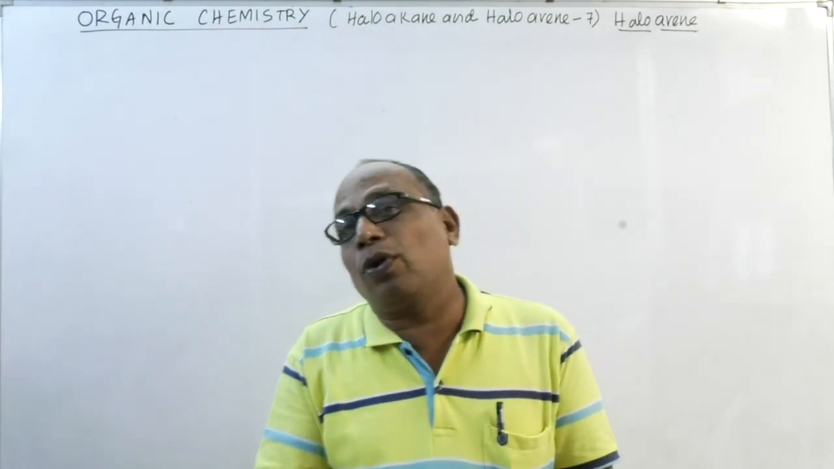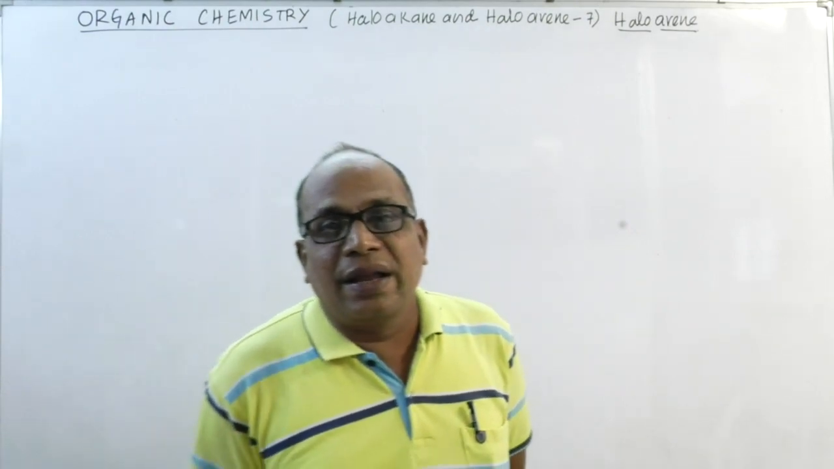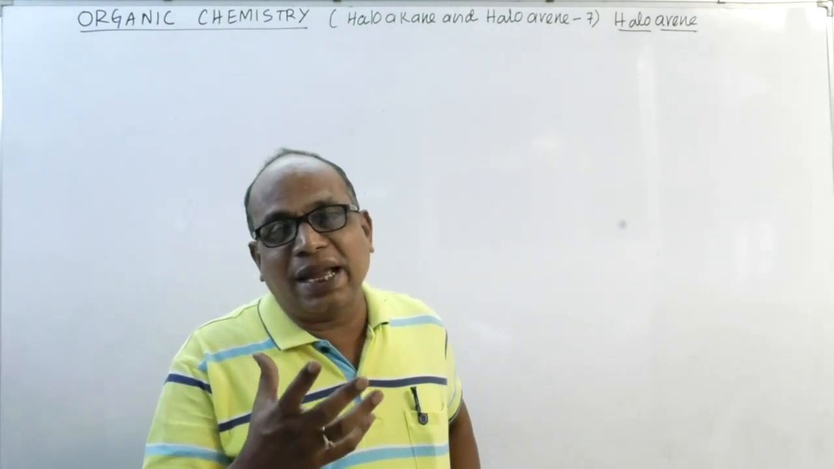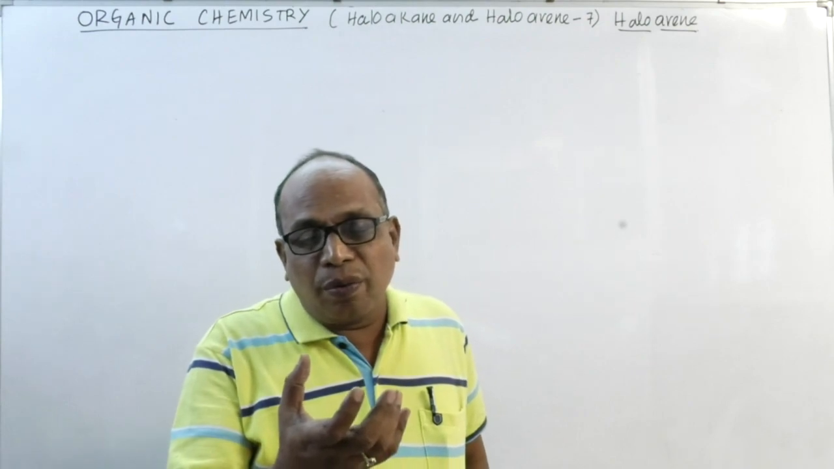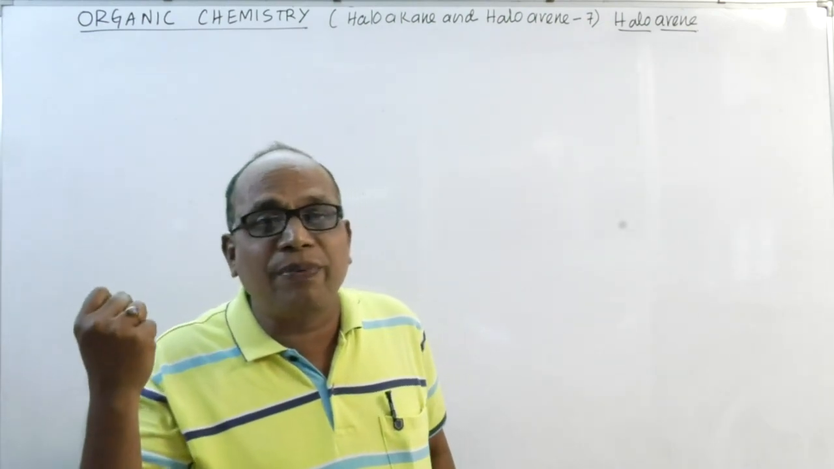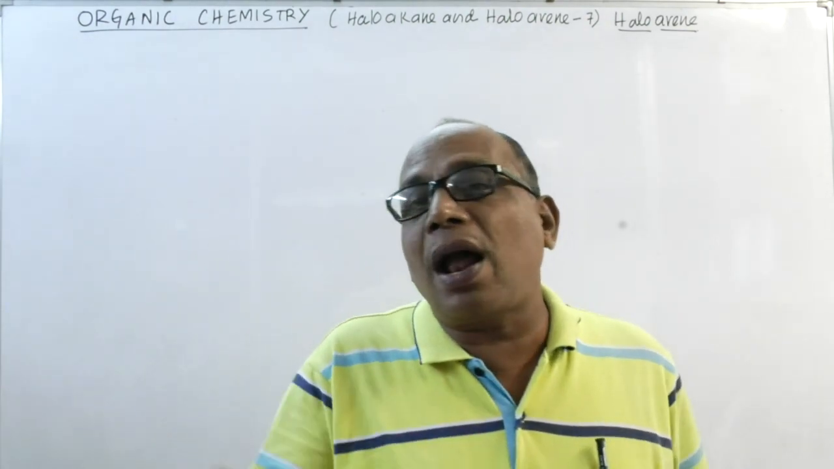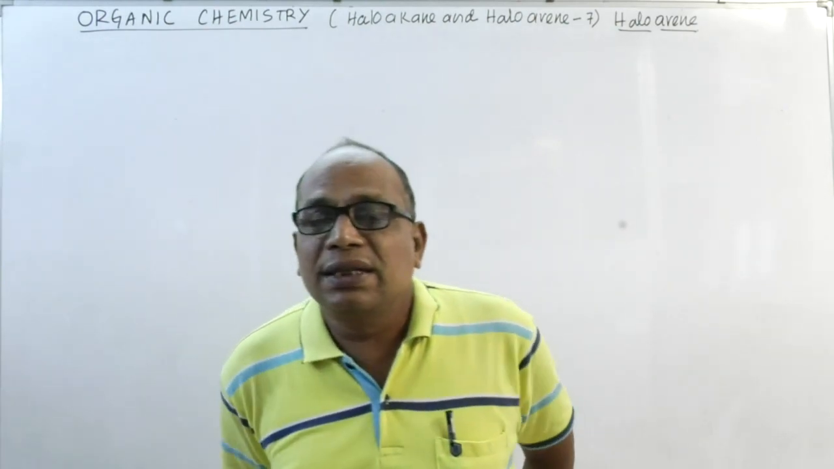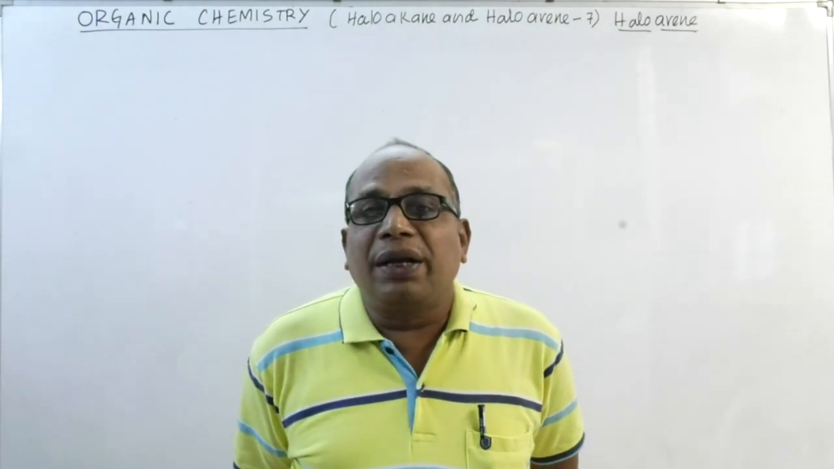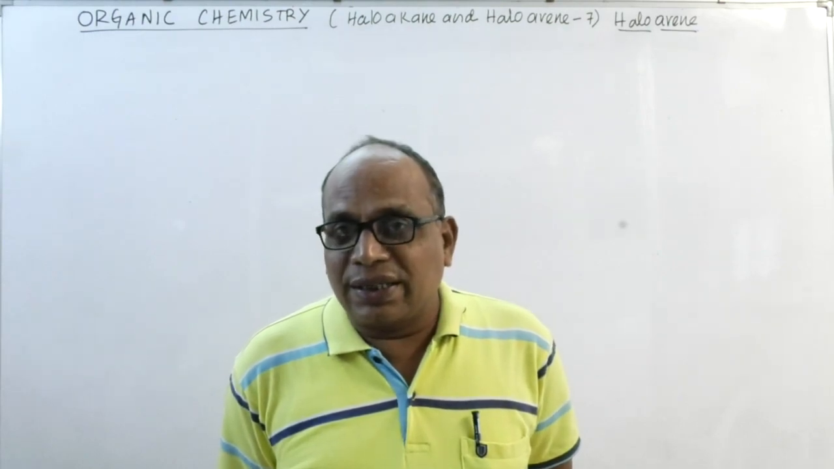Again, the reactivity of chlorobenzene increases when the benzene ring possesses an electron withdrawing group, meaning a minus R effect group, and as the number of nitro groups increases, the reactivity also increases.